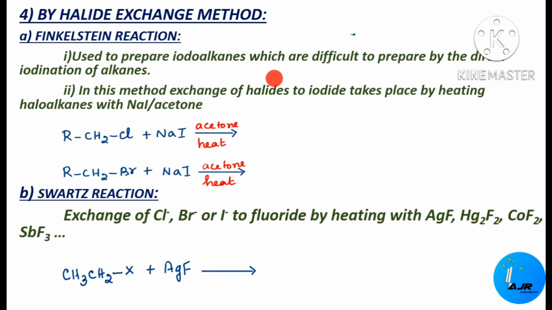In this method, exchange of halides to iodide takes place by heating haloalkanes with NaI in the presence of acetone. So it's just an exchange reaction. Here it's already a haloalkane, so we are using sodium iodide, that too in the presence of acetone, and we should heat it. When this haloalkane is heated in the presence of sodium iodide and acetone, we will be getting the product RCH2I, just an exchange, plus NaCl.